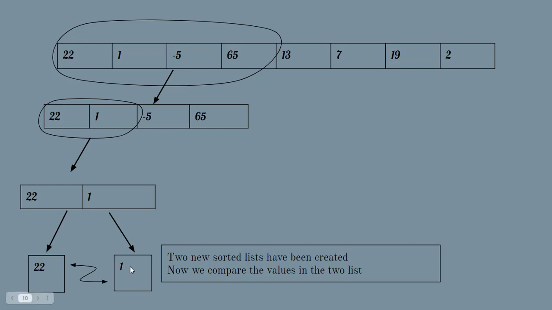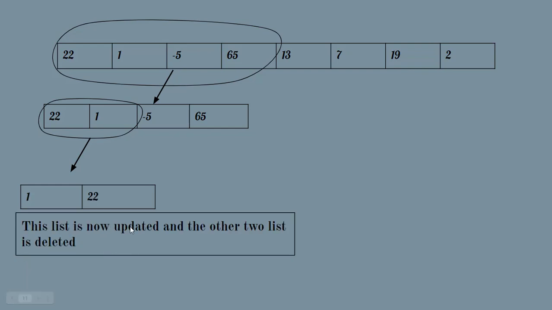And now the algorithm we've been talking about is that when there is a list containing only one element, we can compare them easily. Now we just compare 22 and 1, and we get that 1 is smaller than 22, my bad. So now we just update the previous list, and the two other lists that were created are deleted. Now we go back to this second list that we have with four elements in it.